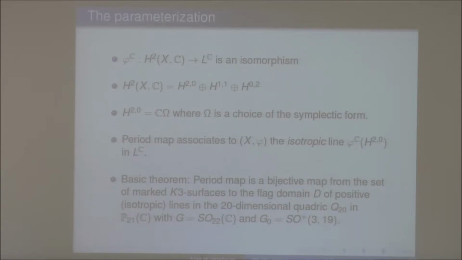Okay. Given a marked K3 surface, you have a map, you have a point in that flag domain. So that's an open orbit of SO(3,19). I wrote plus because otherwise it's not going to happen. Okay, so there are many problems here. Some people call this the Torelli problem. So the first question is injectivity, and this is yes. The second question is surjectivity, and this is yes.